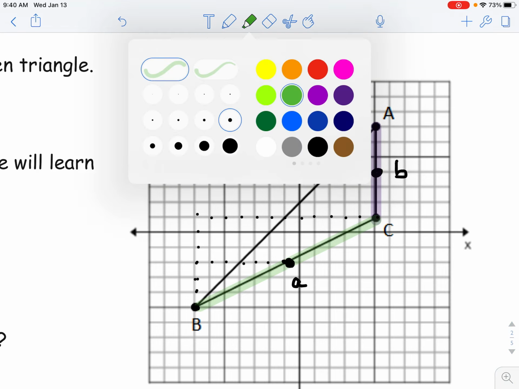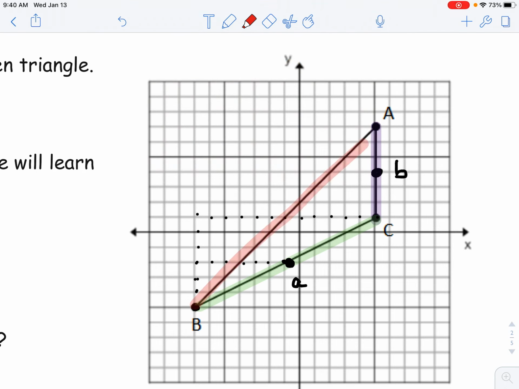And then this last side, BA, again, a lot of counting going on. Up 12 over 12, so I'm just going to go up 6, 1, 2, 3, 4, 5, 6 over 6. So we need to know our formulas, our midpoint formula. But sometimes we can just simplify things and count.